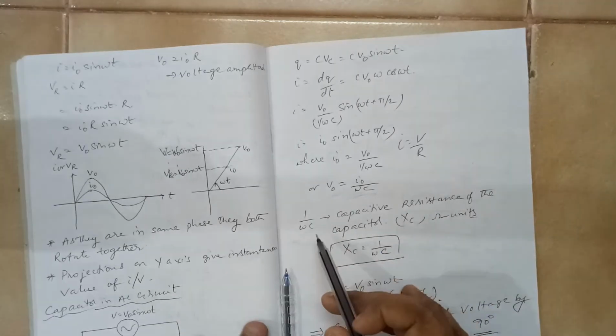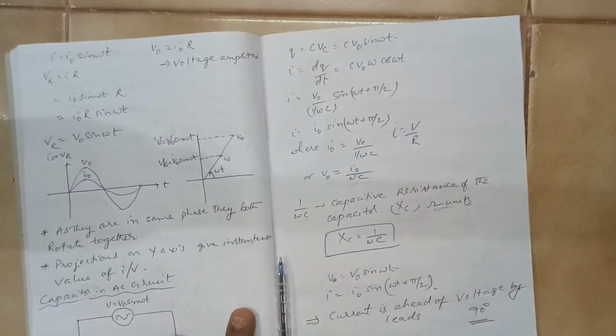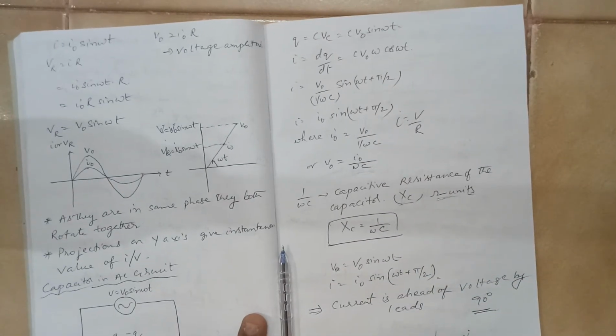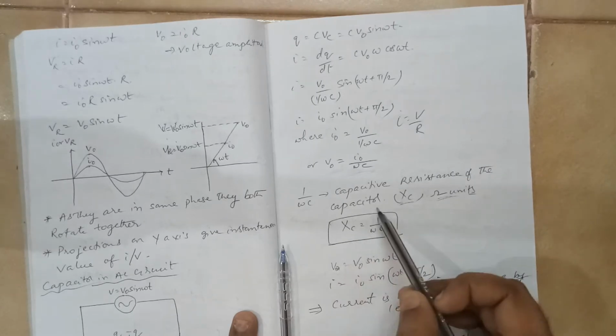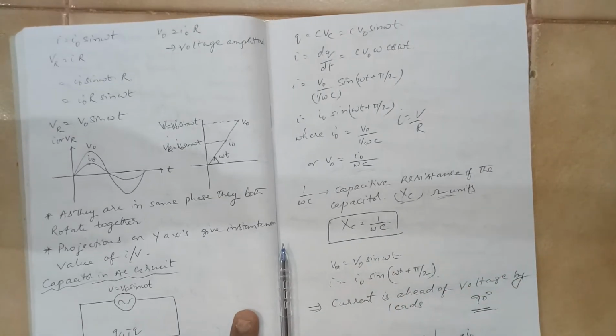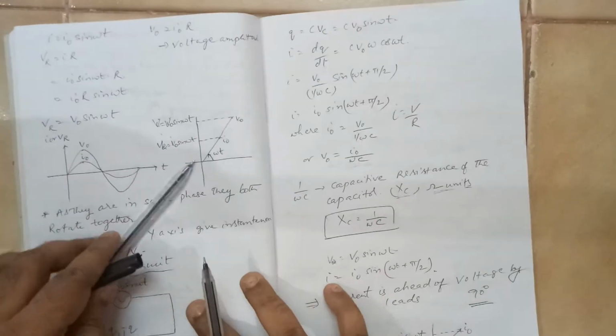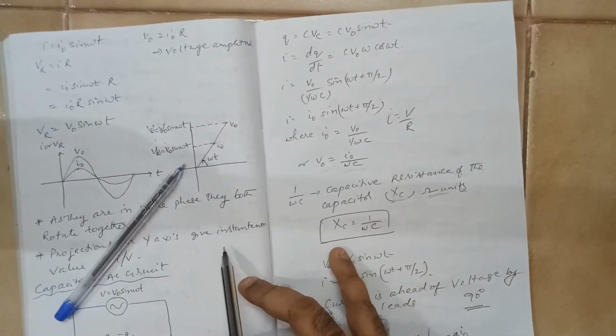This 1 by omega C is called capacitive resistance of the capacitor. That means it's a resistance value only. Its unit is ohms. It is represented by XC. Very important terms, you should remember this. So XC is equal to 1 by omega C. Whenever a capacitor is given and capacitive resistance is given, it means the XC value is given.